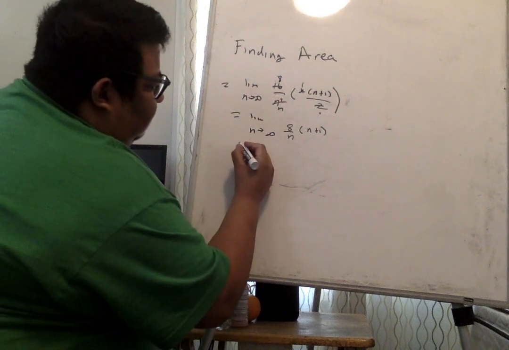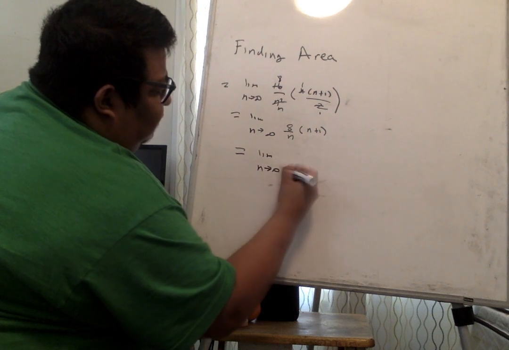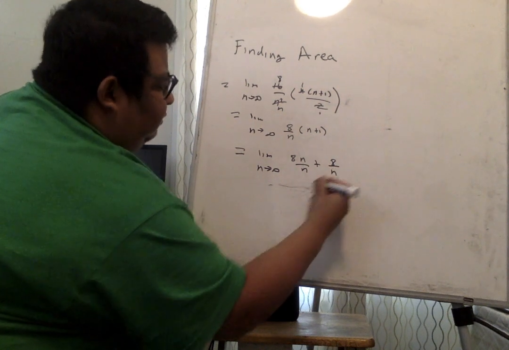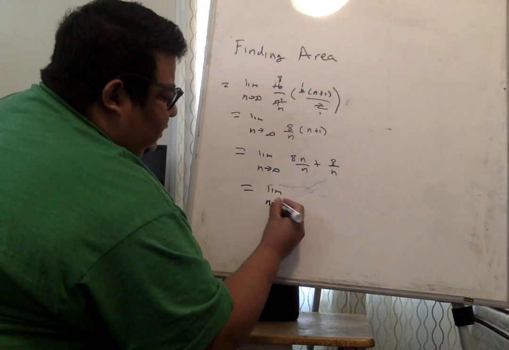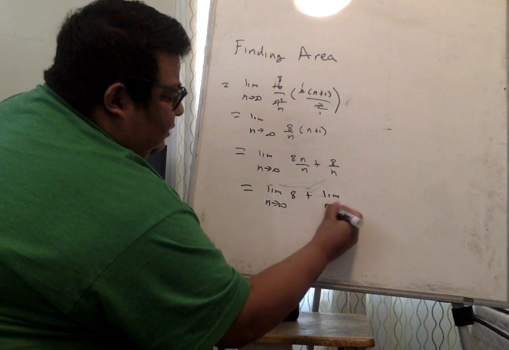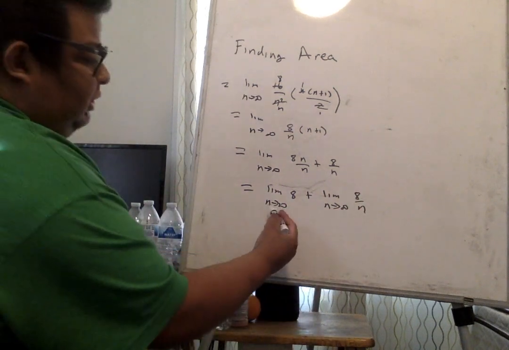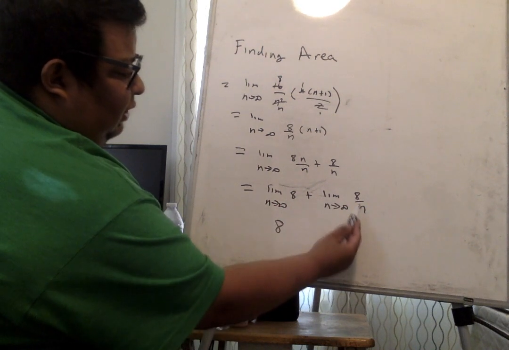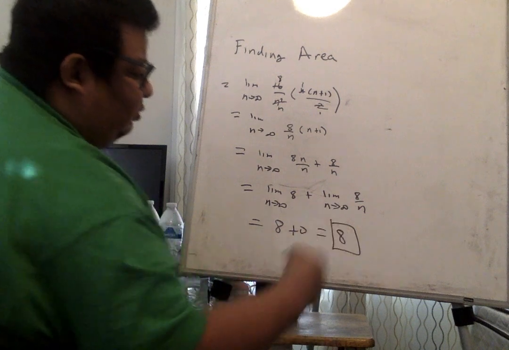Then let's combine a little more. So that becomes the limit as n approaches infinity of 8 plus 8 over n. This becomes the limit as n approaches infinity of 8 plus the limit as n approaches infinity of 8 over n. So the limit of 8 becomes 8, and the limit of 8 over n becomes 0. So 8 plus 0 equals 8. So the area is equal to 8.